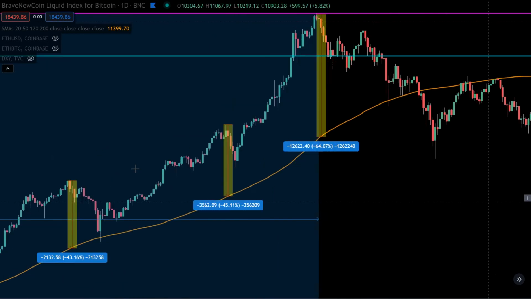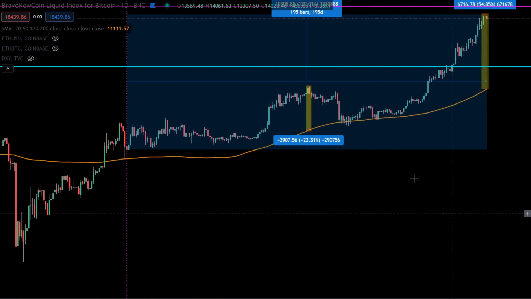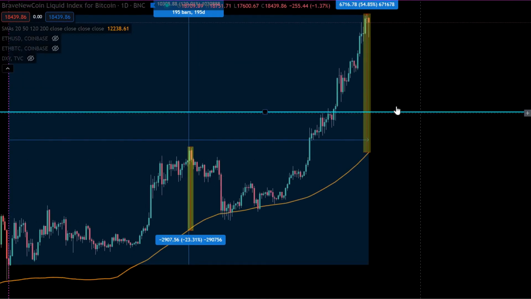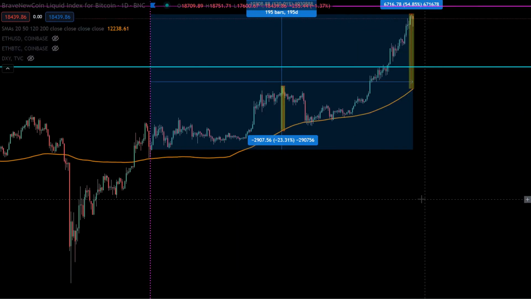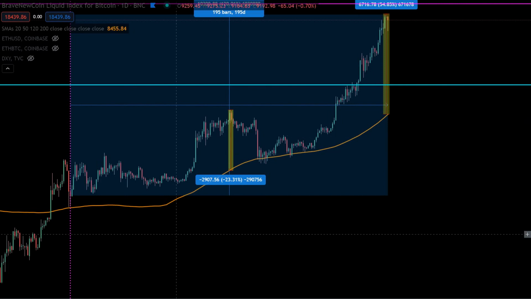It would be somewhat unhealthy if we did not come back to test the prior swing high. So my eyes are very much fixed on this level right here. I believe that we do come back to test that at some point. Now the dynamics of it may be different because of the macroeconomic situation. We'll have to just see how that all plays out.